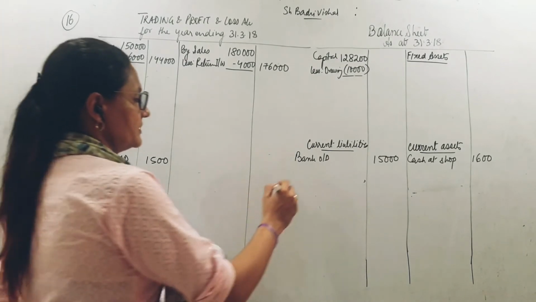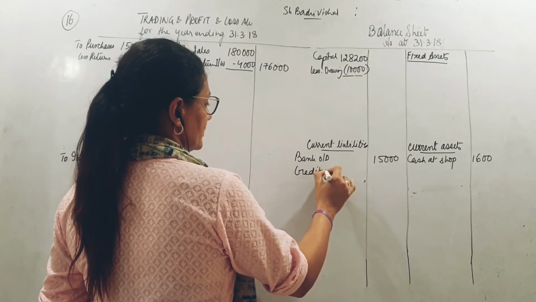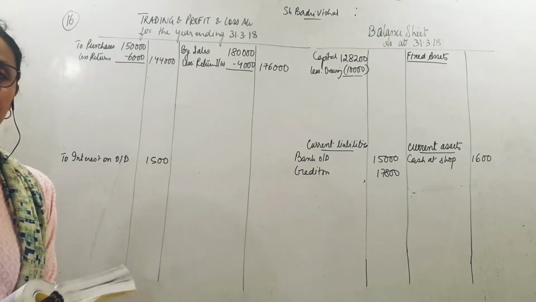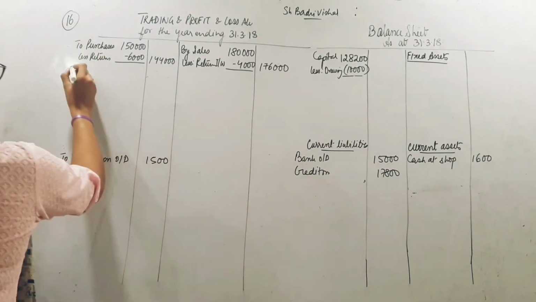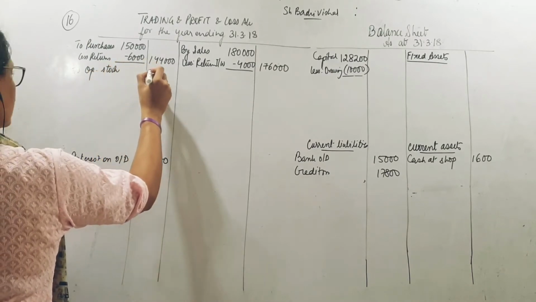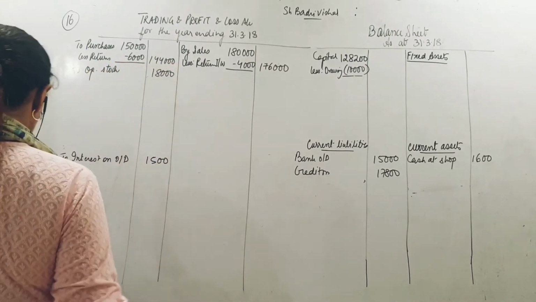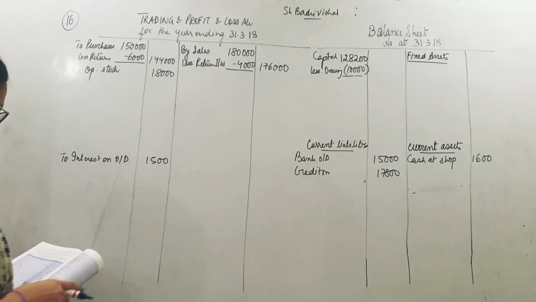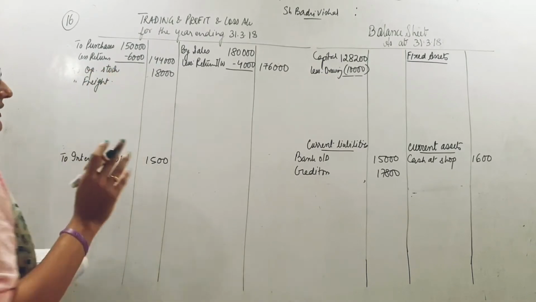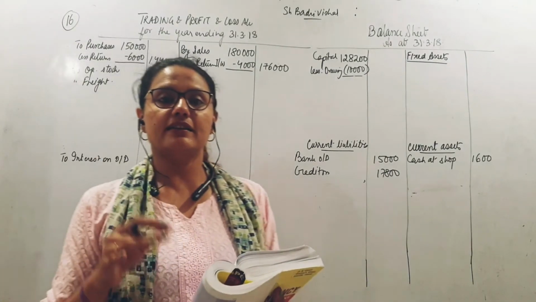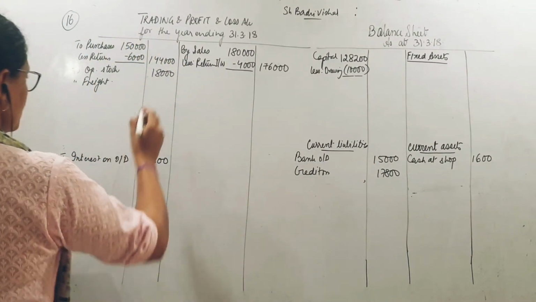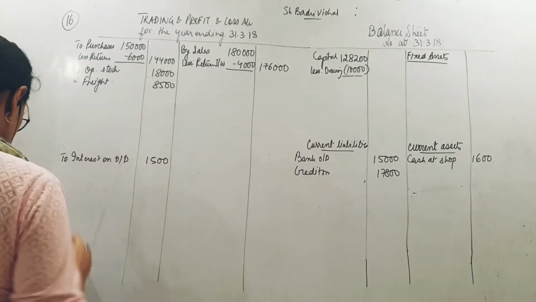Creditors are my current liabilities. So I put it here 17,800. Stock at commencement meaning opening stock. Commencement meaning beginning. So this is opening stock. You can also write stock at commencement 18,000. Then freight. Freight meaning, yes, nothing is given, so I take it as freight inward. Okay, freight is paid on movement of goods when you purchase it.